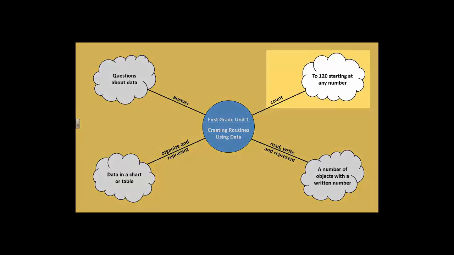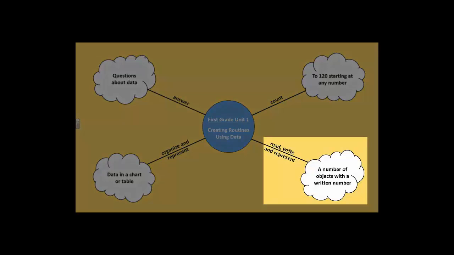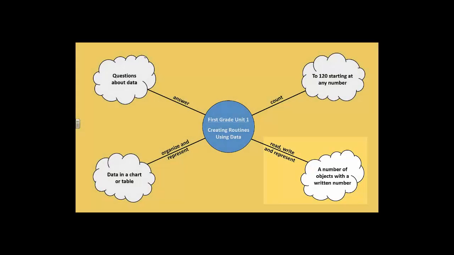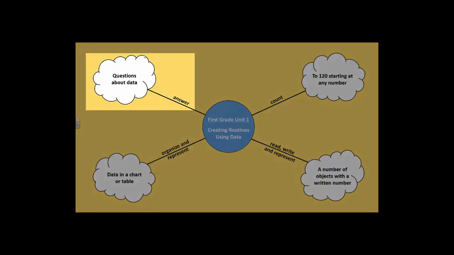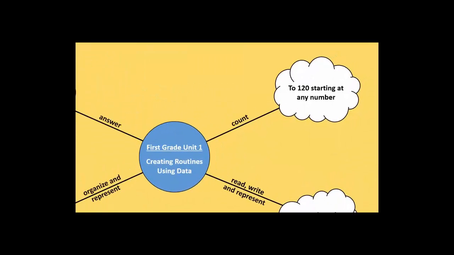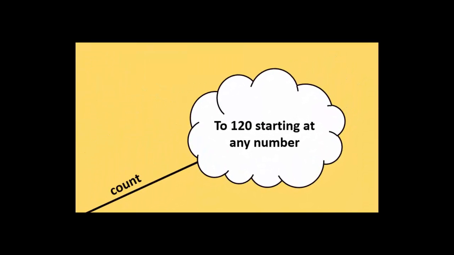In Unit 1, first graders will count to 120 starting at any number, read, write, and represent a number of objects with a written number, organize and represent data in a chart or table, and answer questions about data. The first area we will look at in Unit 1 is counting forward to 120 by counting on from any number less than 120. For example, from 17, a student would count 17, 18, 19, 20, 21.